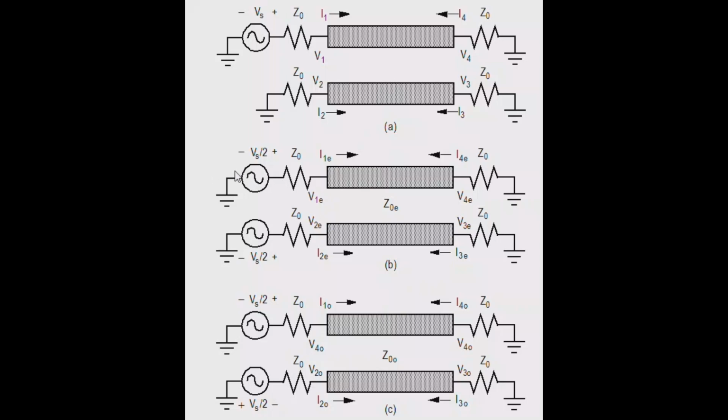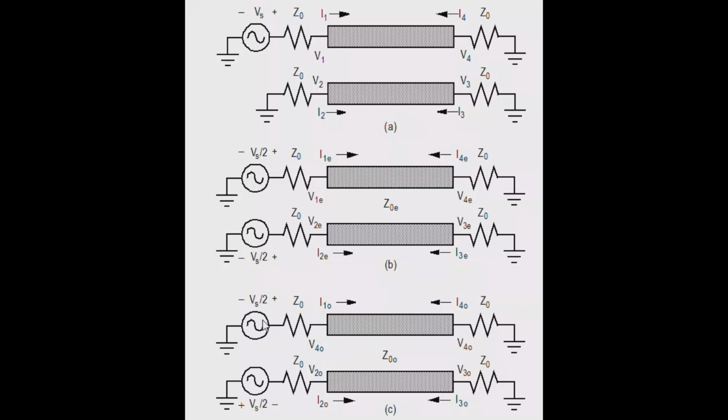Now, I introduced this earlier in one of the previous videos, but I'll just say briefly what's going on here. We can break this excitation down into these two excitations. This we call an even mode analysis, V over 2 at each port with the same polarity, same phase. And in this other circuit, we have the same thing except opposite phases. This one's 180 degrees out of phase.